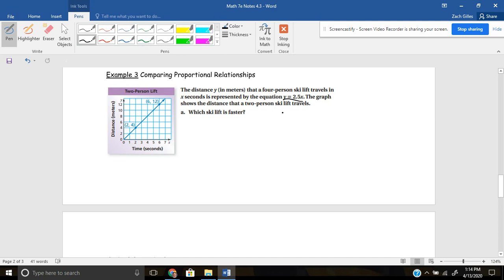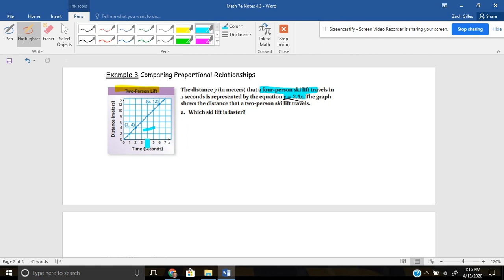So this one is a 2-person ski lift, this graph. And the first example tells us how far a 4-person ski lift travels in x seconds. So notice we're comparing a 4-person by this equation and a 2-person by this graph. It wants to know for letter A which one is faster.